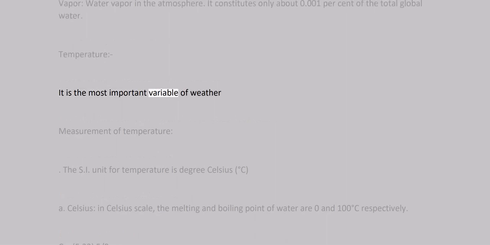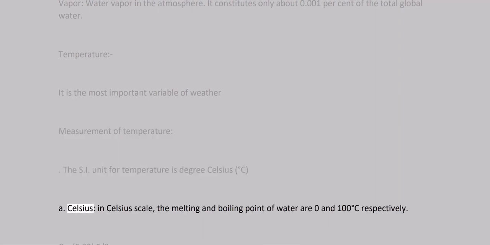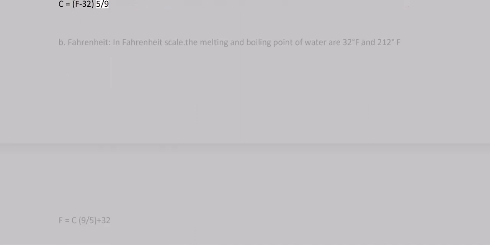Temperature is the most important variable of weather. The SI unit for temperature is degree Celsius. A. Celsius: in the Celsius scale, the melting and boiling points of water are 0 and 100 degrees Celsius respectively. C = (F − 32) × 5/9. B. Fahrenheit: in the Fahrenheit scale, the melting and boiling points of water are 32 degrees Fahrenheit and 212 degrees Fahrenheit. F = (C × 9/5) + 32.